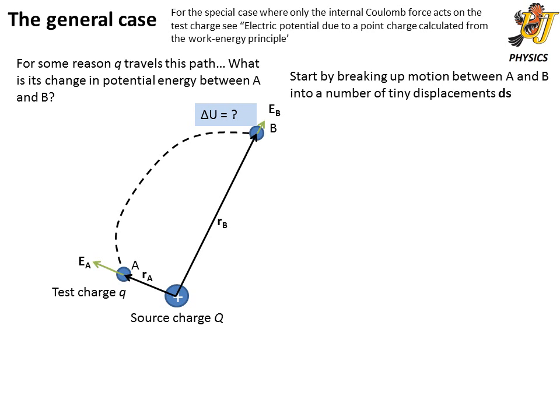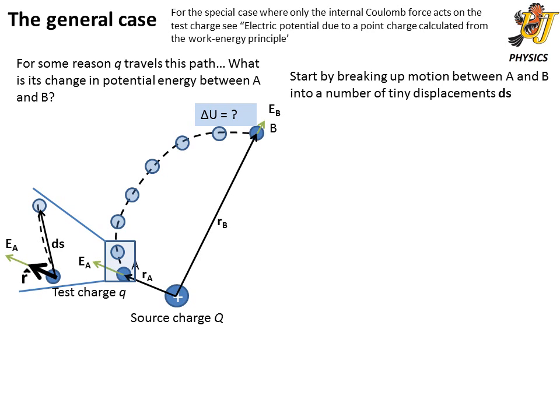In order to evaluate the amount of work that's being done on the test charge, we need to break up the path followed between A and B into a number of tiny displacements ds. If we zoom in on one of these tiny displacements, we see that we've got our displacement vector ds at some angle with the radial vector, which gives us the direction of the electric field produced by the source.